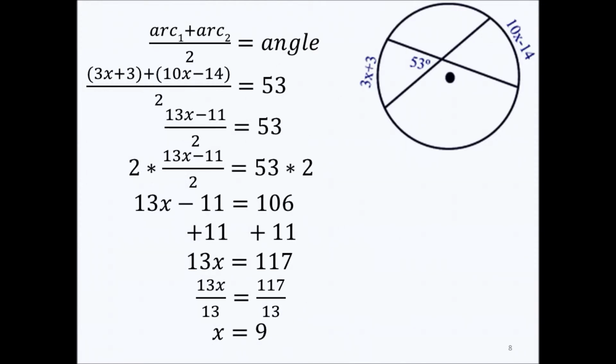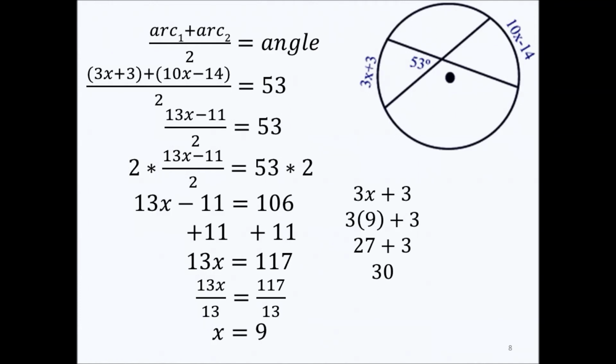Next, we're asked to find the value of the arcs. So we're going to substitute 9 into x for both of the arcs. So 3x plus 3, we substitute the 9. 3 times 9 plus 3. 3 times 9 is 27 plus 3. Final answer is 30 for that particular arc. So arc 1 is equal to 30.